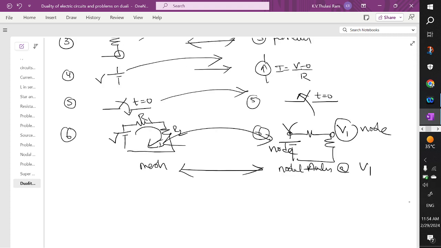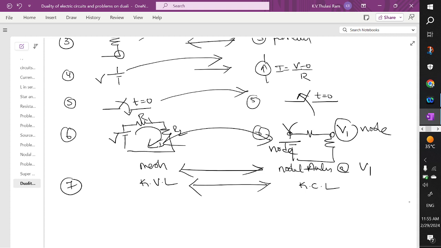Here you apply Kirchhoff's voltage law in mesh analysis. In nodal analysis you are going to find out KCL. The dual of KVL is nothing but KCL, and the dual of KCL is nothing but KVL. Both are dual in nature. So that is nothing but the seventh one.